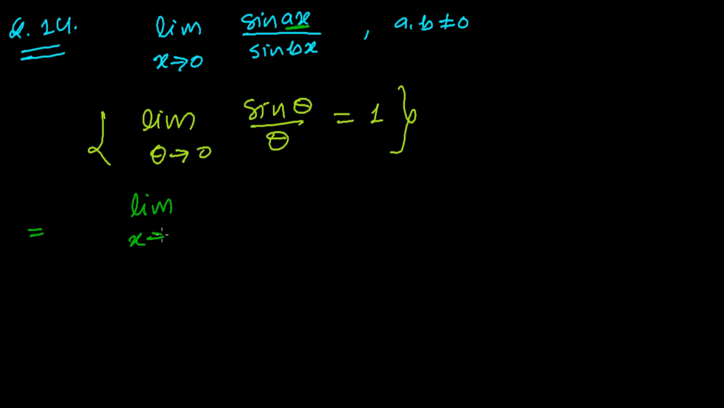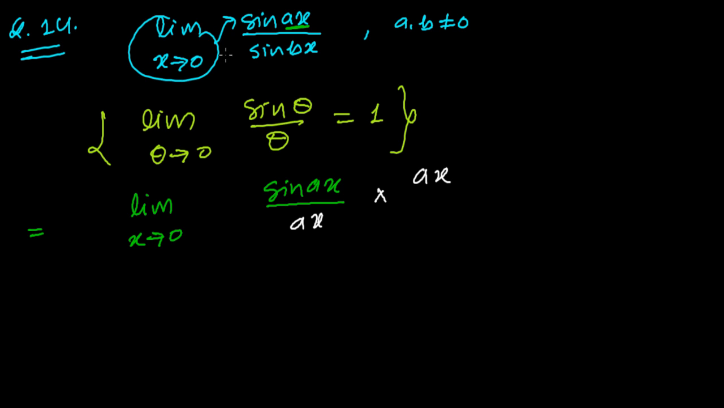Limit x tends to 0, just write sine ax here, and if you do not get anything in the denominator, then write it from your side. You write this ax from your side. I'm doing it with a different color, let's say with white. I write this ax from my side, and as I divide here I'm going to multiply also, so no problem at all. And as we have learned algebra of limits, we can individually write the limit for numerator and for denominator.